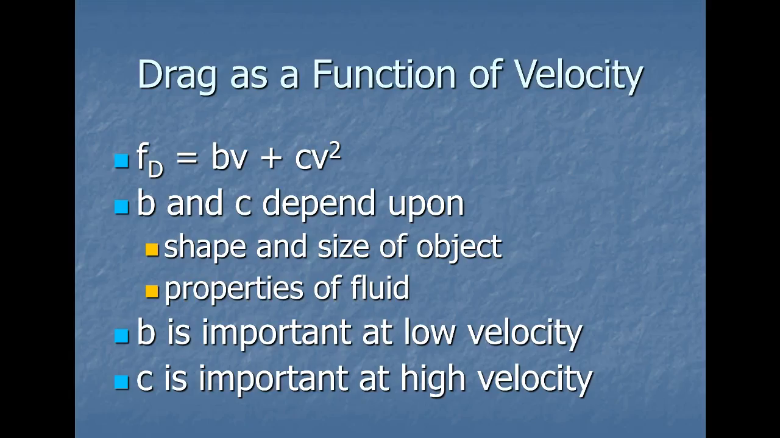Usually we talk about drag forces as a function of velocity, so Fd of v has two terms to it, bv and cv squared. These constants, b and c, depend on the shape and size of the object and the properties of the fluid. One is a so-called linear drag term, because it just has v to the 1, and the other one is quadratic. We're going to end up deriving linear drag, and we're just going to look briefly at quadratic, but you don't see that as often in Physics C. b is important at low velocities, and c is important at high velocities.